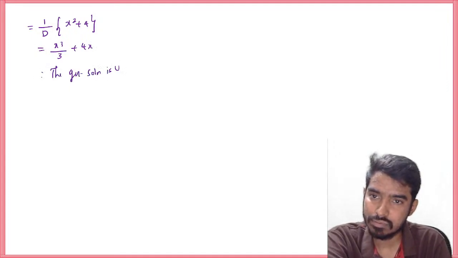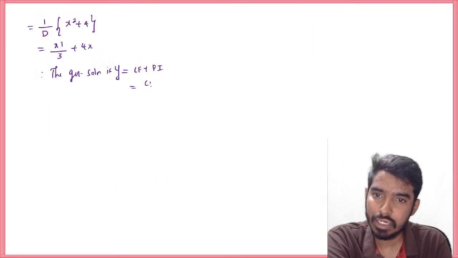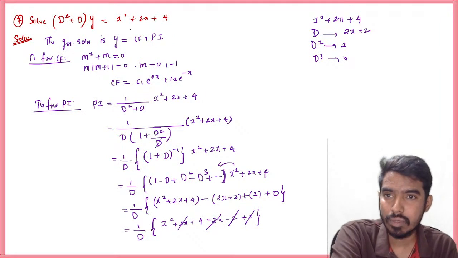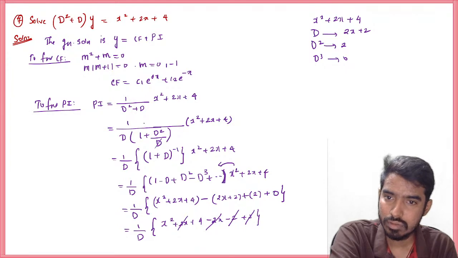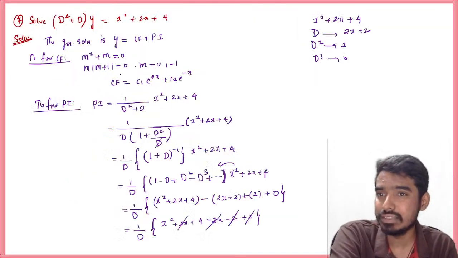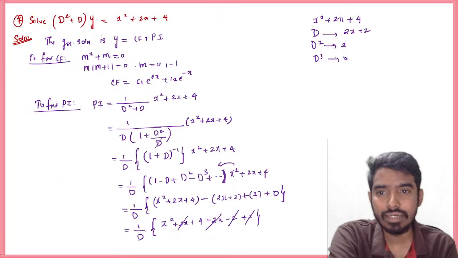Therefore, the general solution is y equals CF plus PI. So CF is c1 e to the power 0x, which is 1, so we'll have c1 plus c2 e to the power minus x plus x cubed by 3 plus 4x. So this is your particular integral, right? Okay, so that's it. We will stop solving problems based on type 3. Now we'll move on to type 4.